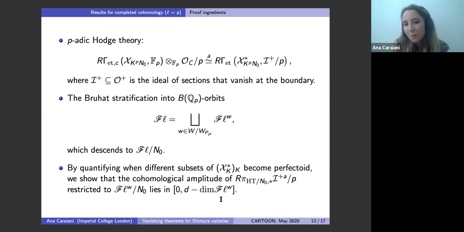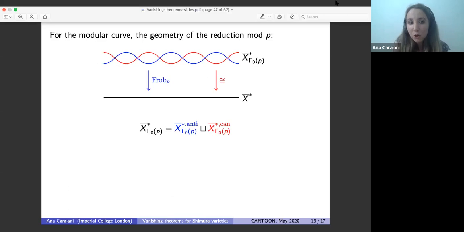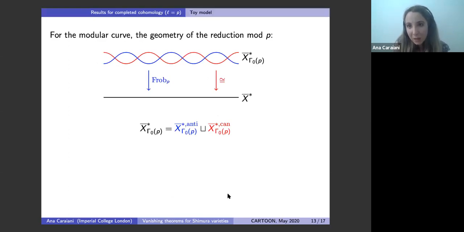And so because of this, it turns out a simple argument using a spectral sequence allows you to conclude that the cohomology of this complex is always supported in degrees from 0 to D. And I want to give you a toy model of this because I know it's probably pretty hard to follow in this abstraction. And so I want to give you a toy model for the modular curve. And it basically all boils down to the geometry of the reduction of the modular curve, mod P.